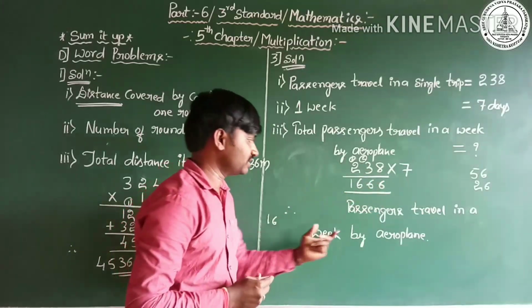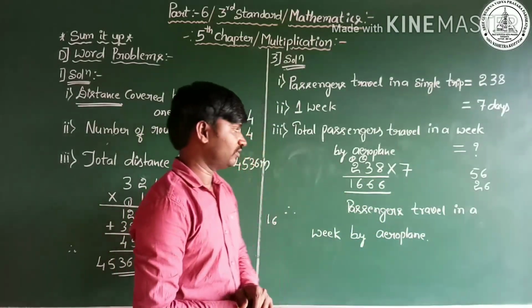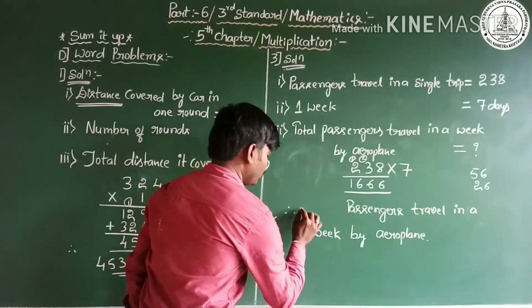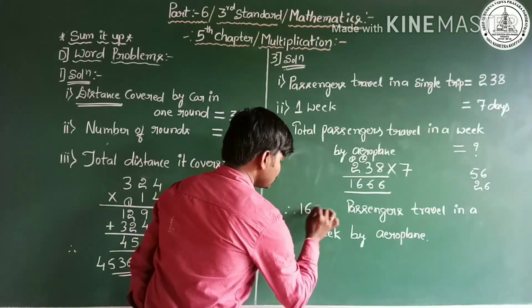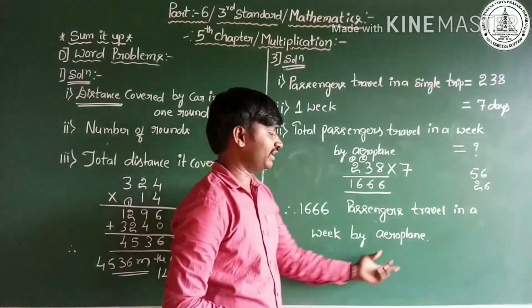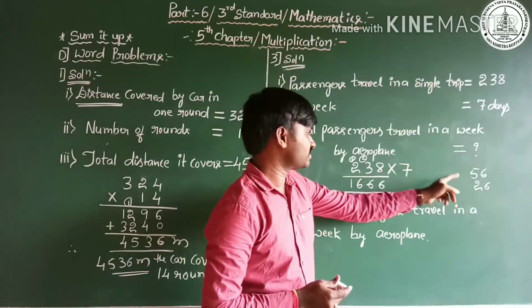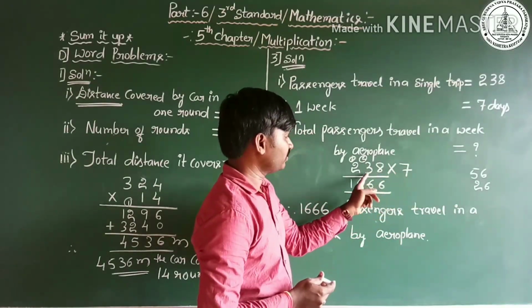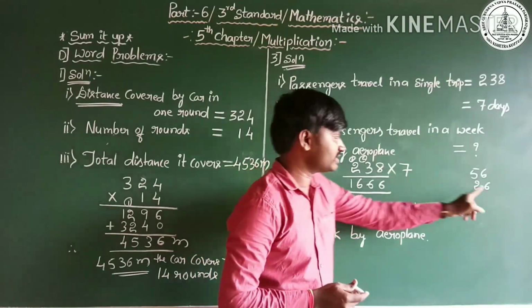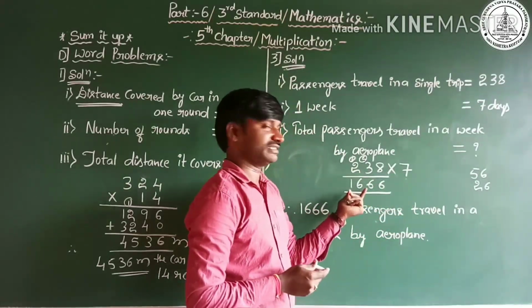1666 passengers travel in a week by aeroplane. How much, dear student? Okay, dear student. 7 8s are 56, 5 is carried over, then 7 3s are 21, 21 plus 5 is 26, the next 7 2s are 14, 14 plus 2, 16. Totally 1666 passengers travel in a week by aeroplane.